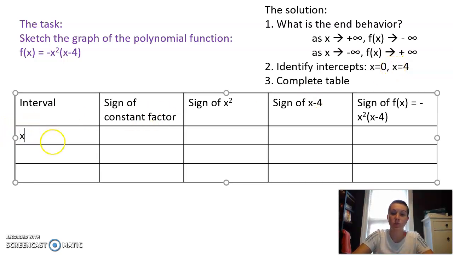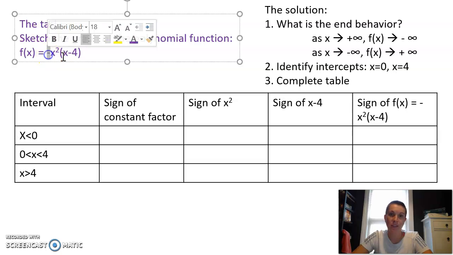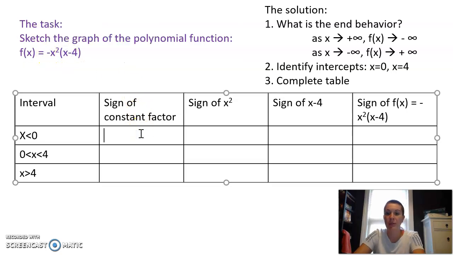The first interval will be everything less than our smallest intercept, in this case 0. Our second interval will be anything in between the 2 intercepts, so 0 less than x less than 4. Finally, our last interval will be anything greater than our largest intercept, x greater than 4. So the sign of our constant factor is the sign out in front of the entire function, which isn't going to change, so it will be negative.